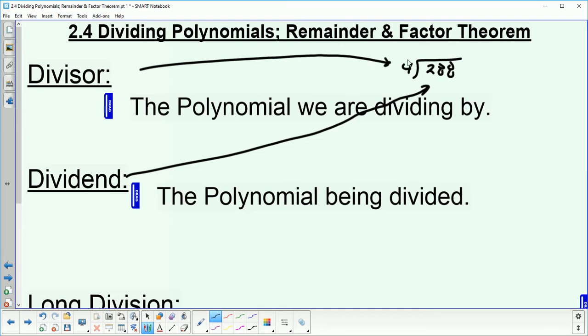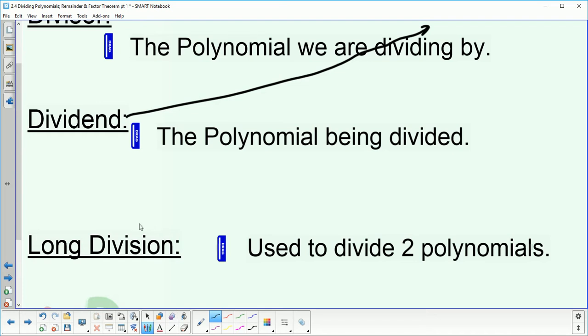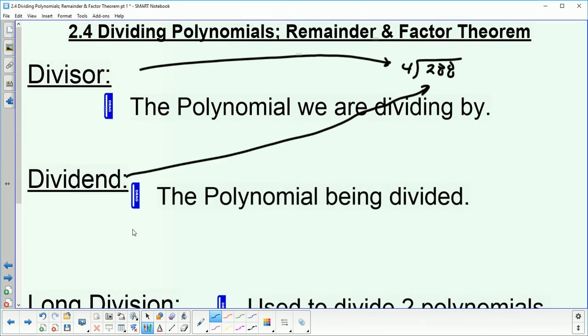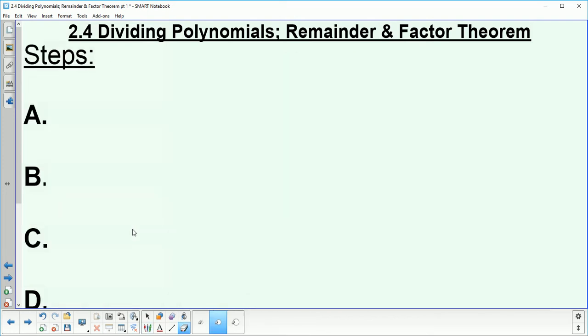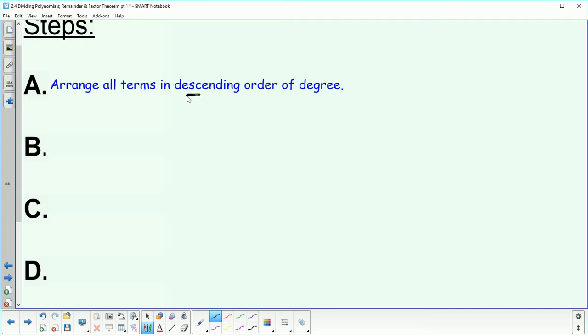Now, we're going to change it because they're going to be polynomials, not just constants like this. So there'll be x squareds, x cubes, x, any of those terms in there as well. And so long division is, like I said, we're going to just use that to divide two polynomials. Now it's not always the quickest way, but sometimes it is the only way in which we can divide two polynomials. So to do long division, you're going to start by arranging all the terms in descending order of degree. So really this just means standard form.